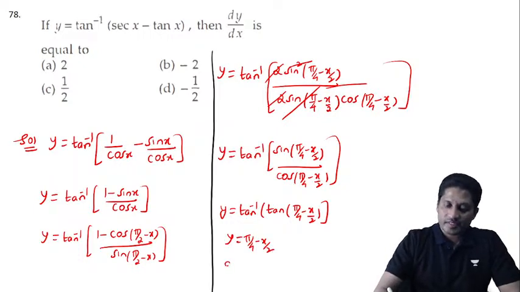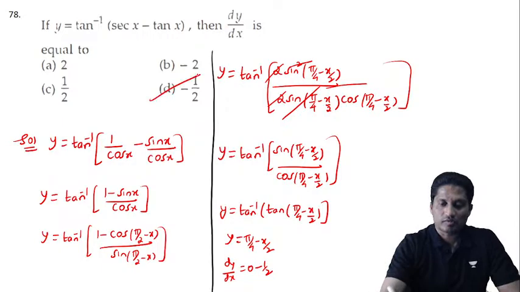Now if I differentiate, differentiation of pi by 4 is 0, right? And differentiation of x is 1, you get minus half. Answer is option D.